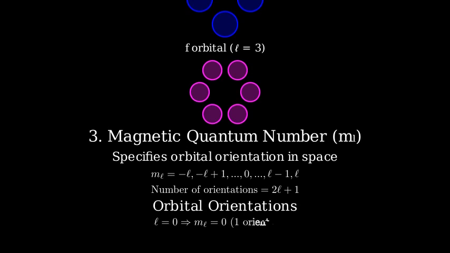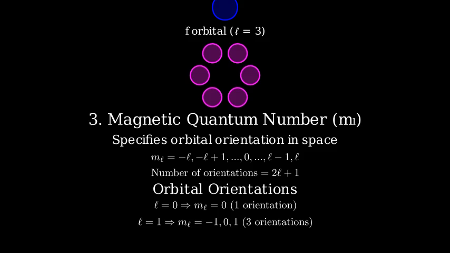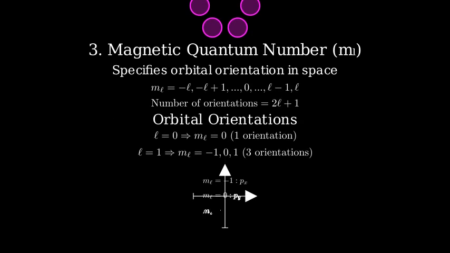For s orbitals, where l equals 0, there's only one possible orientation, with m sub l equals 0. For p orbitals, where l equals 1, there are 3 possible orientations: m sub l equals -1, 0, or +1. We call these px, py, and pz orbitals.